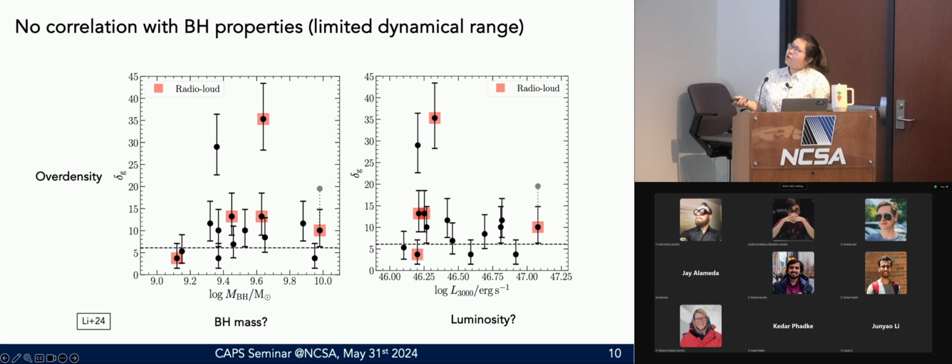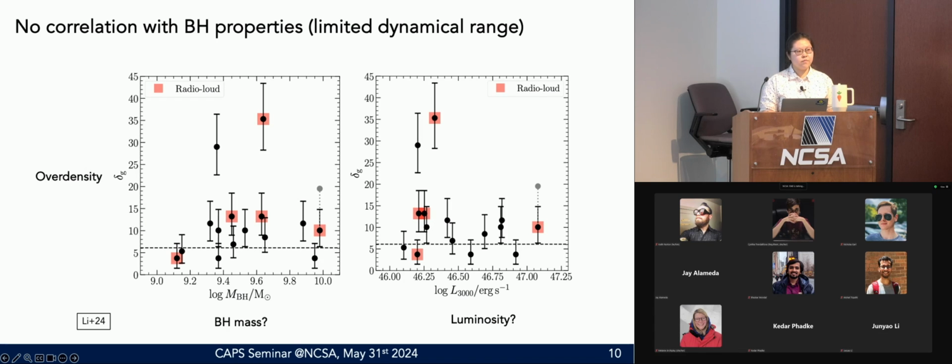Even though our dynamical range is quite limited here, there's about 1 dex of black hole mass, and from the single epoch black hole mass estimator, we have a systematic of about 0.4 dex. So this is maybe 2, 3 elements of.